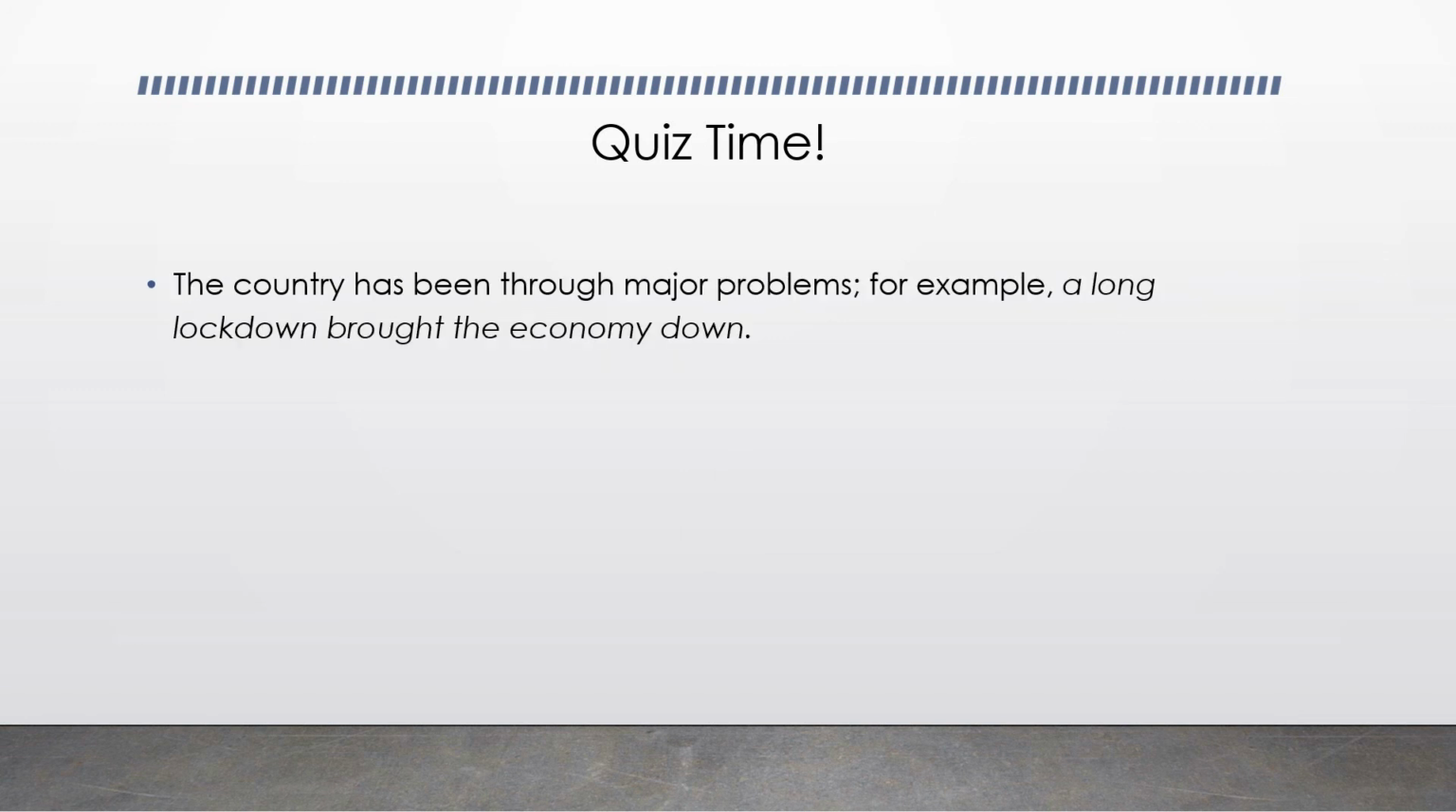The country has been through major problems; for example, a long lockdown brought the economy down. You have two independent clauses connected with the transition, for example. If you look at the second part of the sentence, you will see a subject and the verb. A long lockdown, subject, brought, verb. You have two independent clauses, therefore it's a compound sentence.